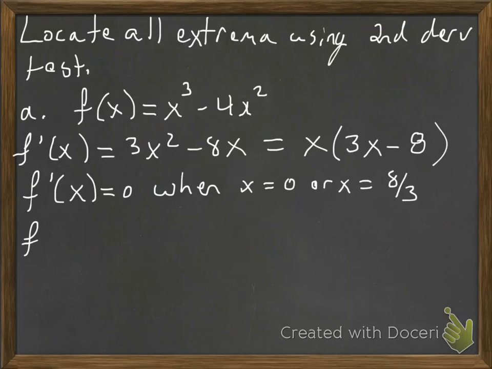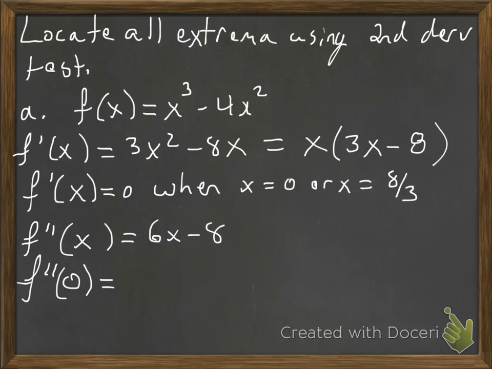Okay, so we're going to find that second derivative, which will be 6x minus 8. And then we're just going to plug in our horizontal tangent locations, one at 0 and one at 8/3. Now when we plugged in 0, we got -8, which indicates that we have concave down. So if we have concave down, we have a relative maximum at that location, 0, 0. And I found that 0 right there by plugging it back into the original function.